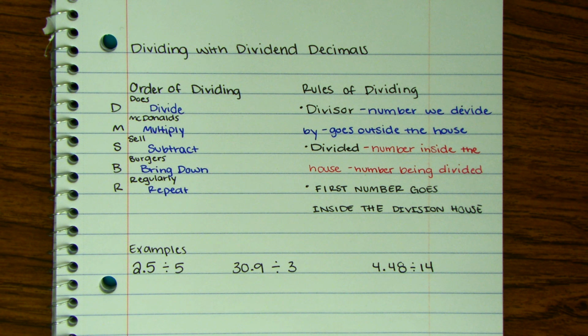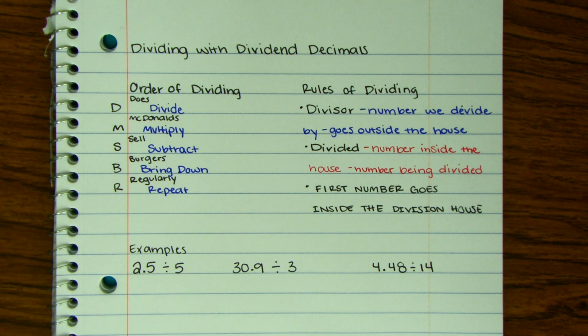So our order of dividing is DMSBR, which means divide, multiply, subtract, bring down, and repeat. Or as we call it, does McDonald's sell burgers regularly? So we're going to follow those steps as we divide today.